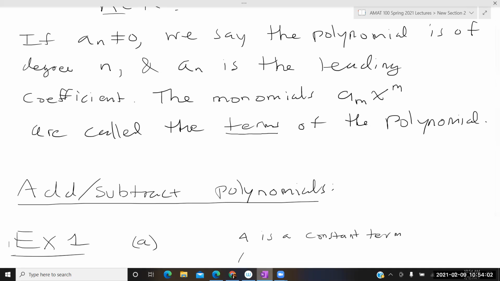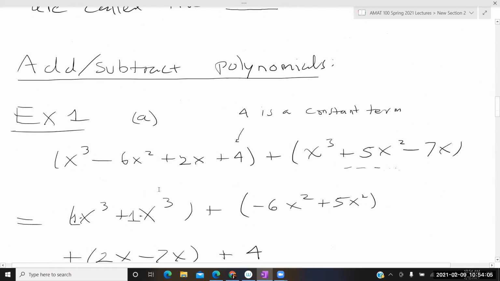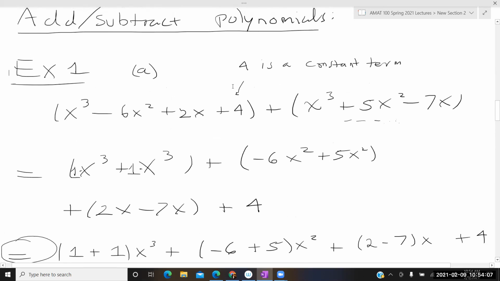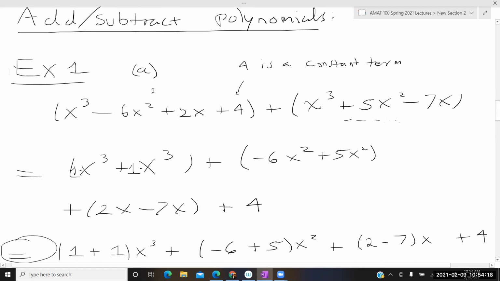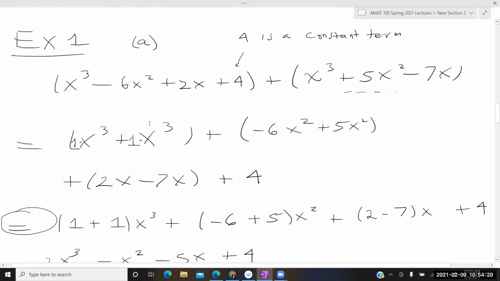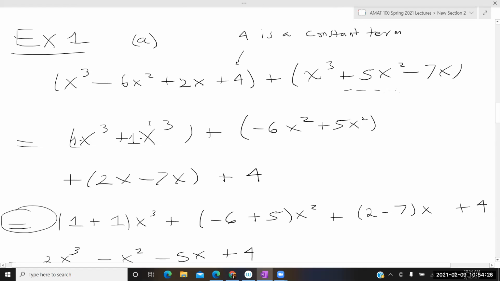So let's look at some more things we can do with polynomials. We can add and subtract them. In the first video, I forgot to mention constant terms, but 4 is a constant term. So this is example 1 of part A. Because a variable x represents a real number, the variables will satisfy the properties of real numbers. You have commutativity, associativity, and distributivity. You can distribute these numbers.